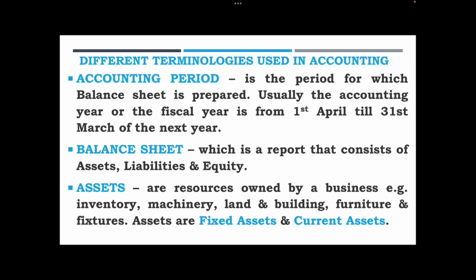Balance sheet is the report that consists of assets, liabilities and equity. Now we'll see assets. Now assets are the resources owned by the business. For example, plant and machinery, land and building, then your inventory, furniture and fixtures. These are all the assets. Now assets are again classified into two types. That is, first is the fixed assets and the other is the current assets.